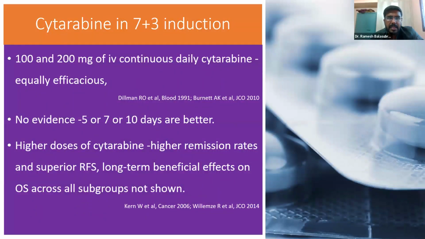So moving to the next one is the 7+3 induction. The main one in the 7 is the cytarabine. When you see the dosage of cytarabine, you can use either 100 milligram per meter square, or there are also studies showing 200 milligram per meter square. It's given as IV continuous infusion for 7 days. So both are shown to be equally efficacious. So 100 milligram per meter square can also be used. Coming to the days, how many days to use, like 5 days or 7 days or 10 days, there is no consensus. Everything has shown better responses. But ideally, it should be the higher doses of cytarabine, because that causes higher remission rates and superior relapse-free survival and long-term benefit in overall survival.